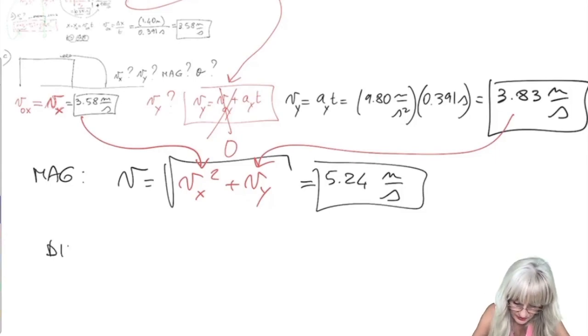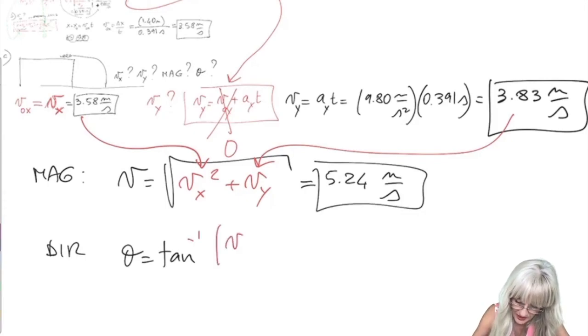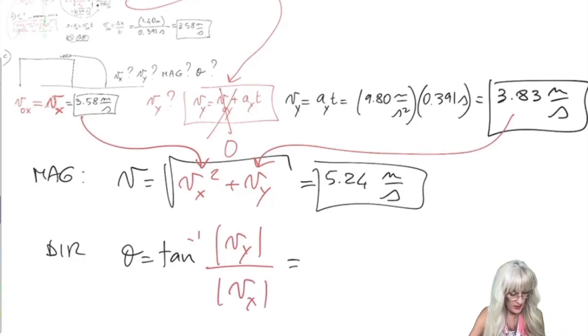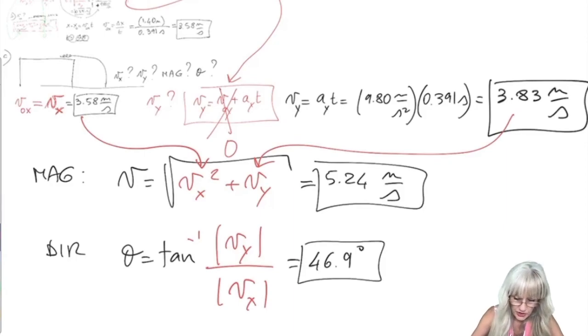And the direction is the inverse of the tangent of the absolute value, vertical over horizontal. So when you plug in, you will obtain an angle of 46.9 degrees, which is located below the x-axis, below the horizontal.